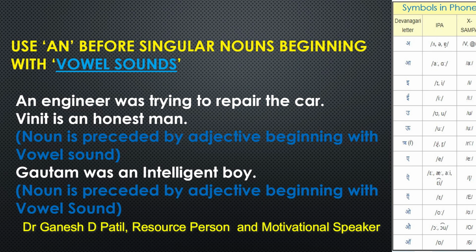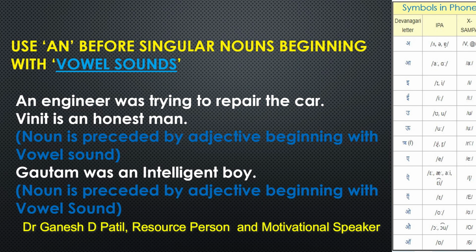Let us see some examples. An engineer was trying to repair the car. Now article an is used before engineer because the first sound E is a vowel sound. Vinith is an honest man. In honest, O is a vowel sound and therefore an honest man. We did not see the alphabet H, but we see the first sound of that word, O. So an honest man.